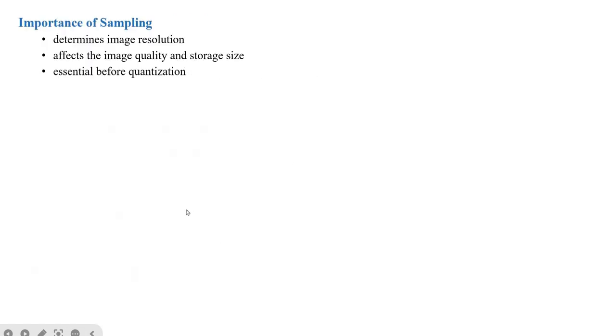Okay, so next is the importance of sampling. Sampling determines the image resolution, that is the number of pixels taken, which defines how detailed the image will be. Next, it affects the image quality and the storage size. That is, high resolution images need more memory in order to store the pixel data. Then it is essential before quantization, because you must first define the pixel positions, that is nothing but the sampling, before assigning the intensity values, which is called quantization.